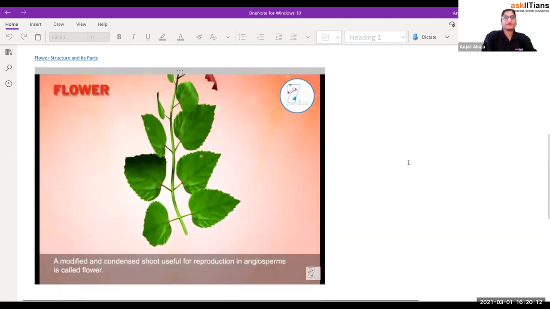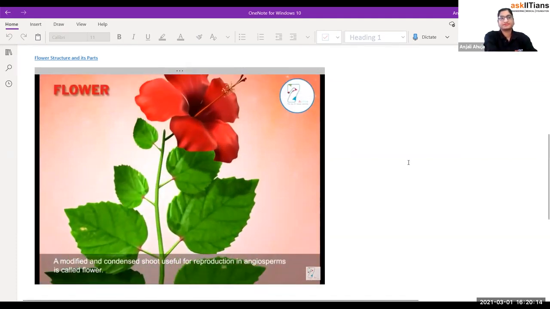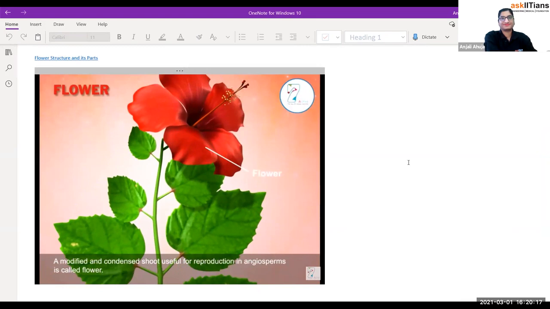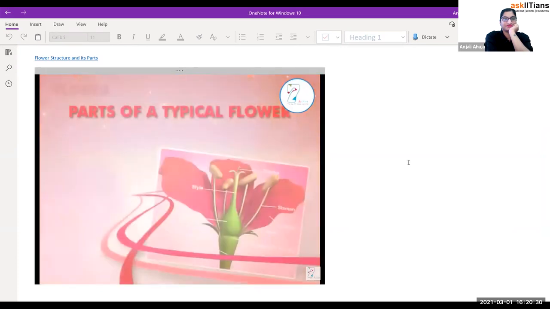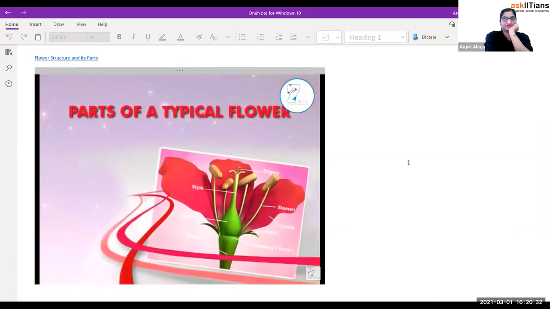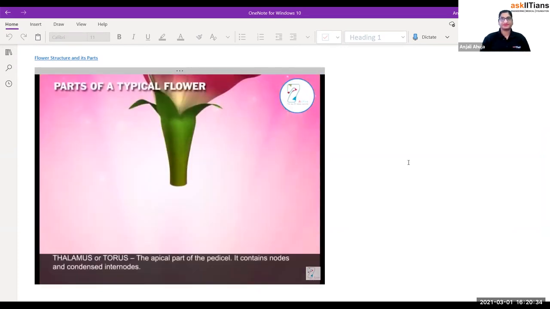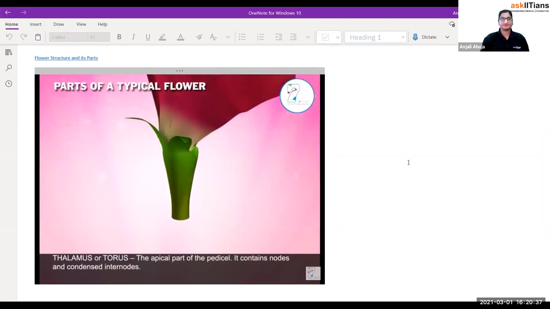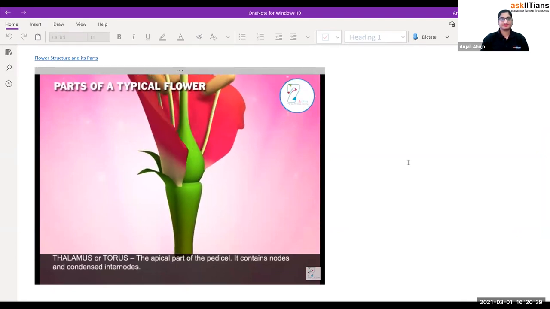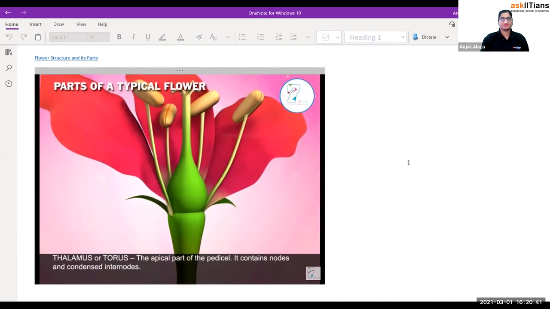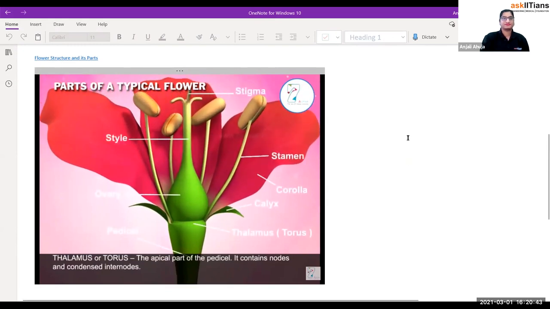The condensed shoot useful for reproduction in angiosperms is called a flower. Famous scientists like Linnaeus, Gasparrini, Bowen, Goethe, and De Candolle described the flower as a modified stem. Parts of a typical flower: thalamus or torus, the apical part of the pedicel. It contains nodes and condensed internodes.